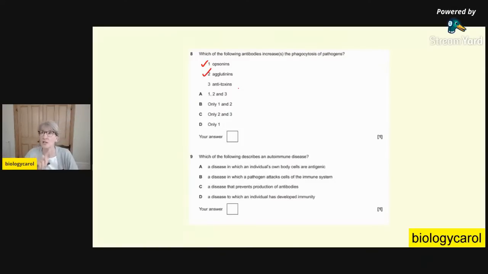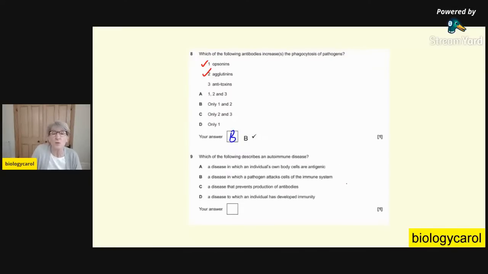Antitoxins don't increase the phagocytosis of pathogens, because antitoxins are antibodies that bind with the toxin, thereby neutralizing them, because they stop the toxin binding to a receptor on a cell and bringing about the toxic effect. So it is only 1 and 2, so it's B, and that's correct.